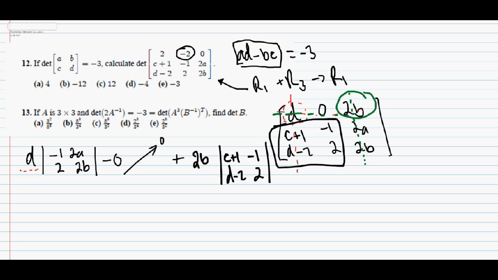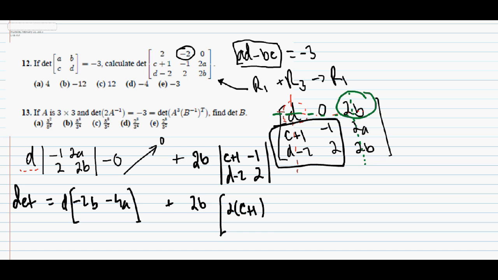Now finding the determinant of this is not too bad. The determinant here is going to equal d times all this, -2b minus 4a, plus 2b times 2 times c plus 1 minus 1 times d minus 2, and that just turns plus 1.